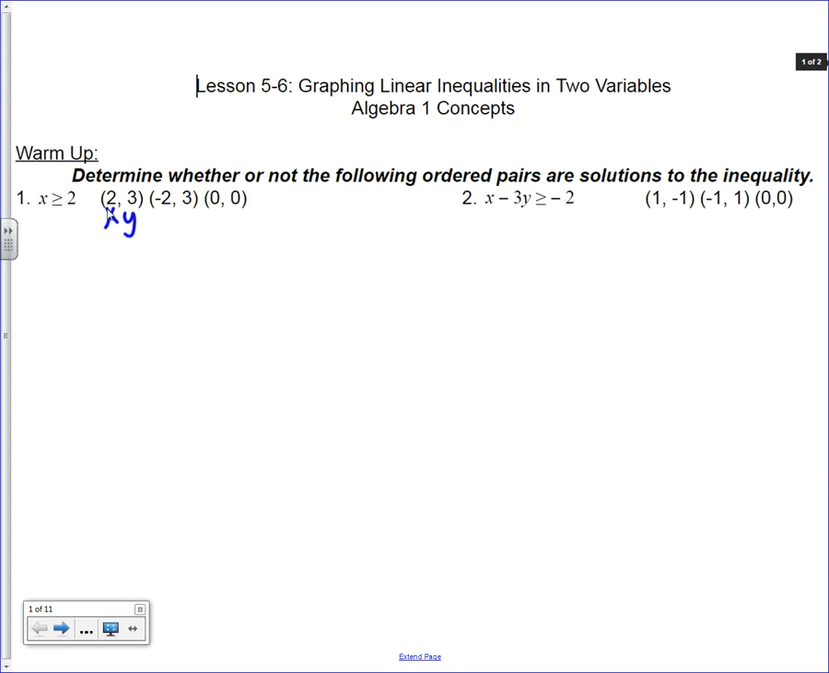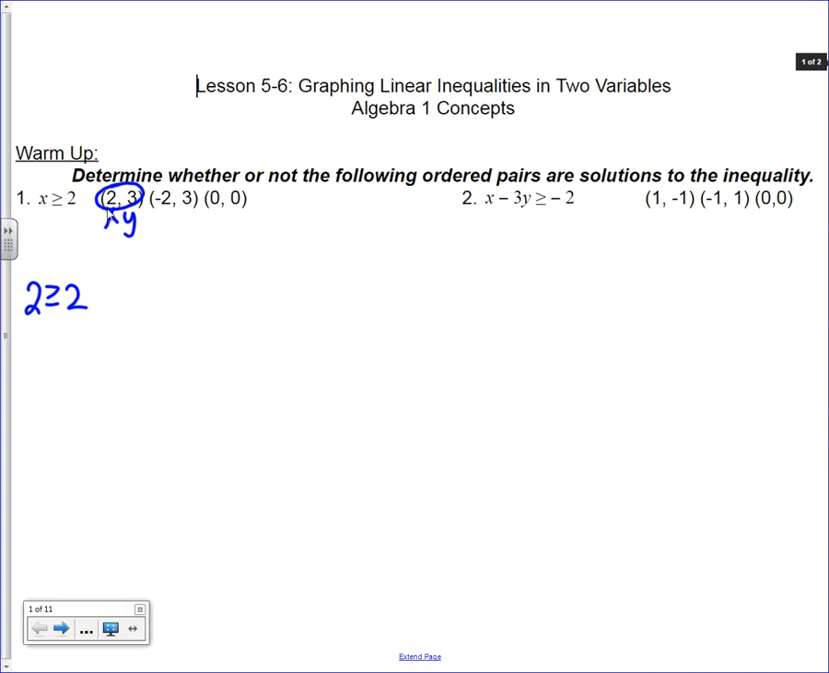Well, look at the inequality that's given to you. The only variable in there is the what? X. So you only have to plug in the X. So if I put an X in here, what is the X you're going to put in for that first ordered pair? 2. So this is 2 is greater than or equal to 2. Is 2 greater than or equal to 2? Yes, it is. In fact, it's equal to.